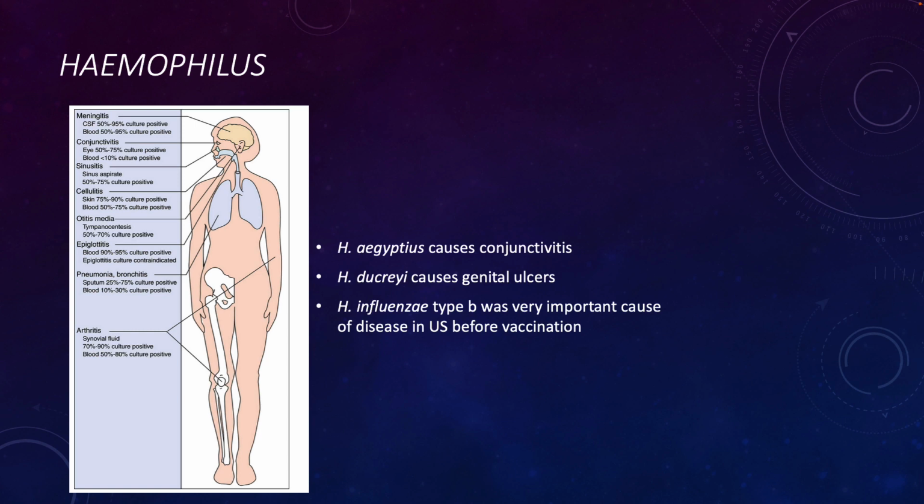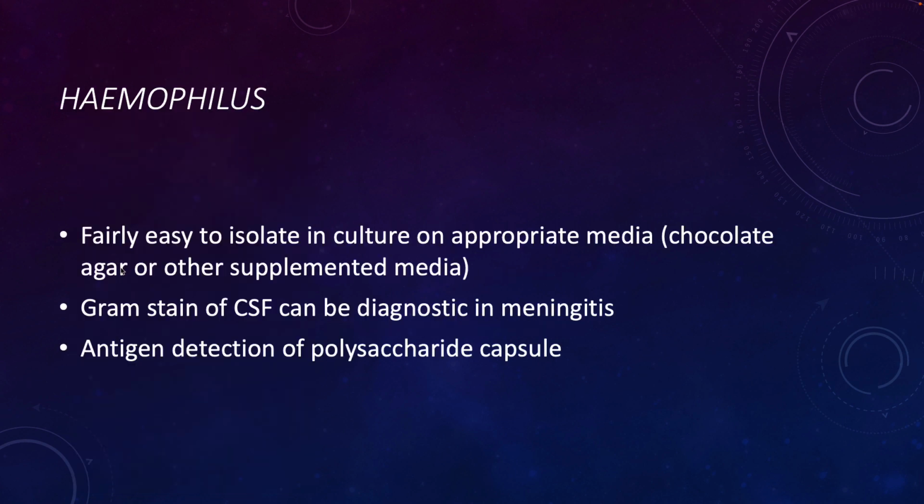Where are you most likely to get a positive culture sample? The bacterium is fairly easy to grow as long as you're using the appropriate media. Again, chocolate agar or other media that's supplemented with the factors it needs, which include hemin and NAD. The gram stain of the cerebrospinal fluid can be diagnostic in meningitis.